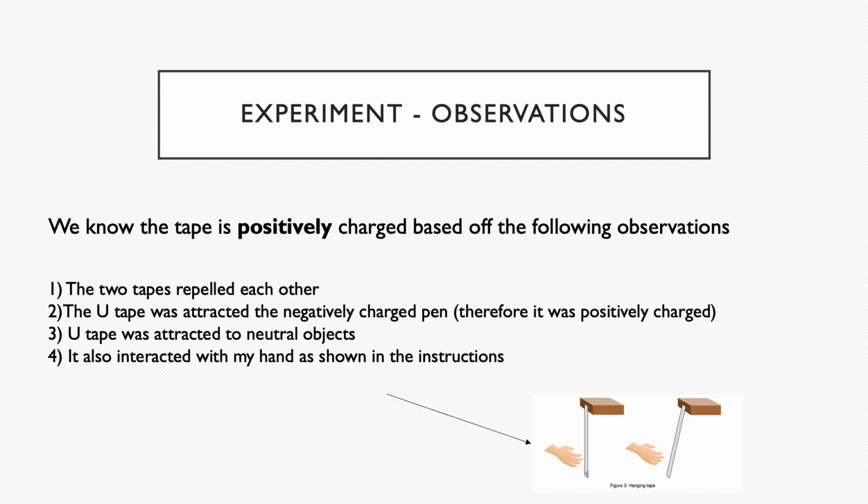Then the observations made. I know the tape was positively charged based on the following observations that I made. The two tapes that I made repelled each other. The U tape was attracted to the negatively charged pen, which therefore was positively charged. The U tape was attracted to neutral objects, and it also interacted with my hand as shown in the instructions.